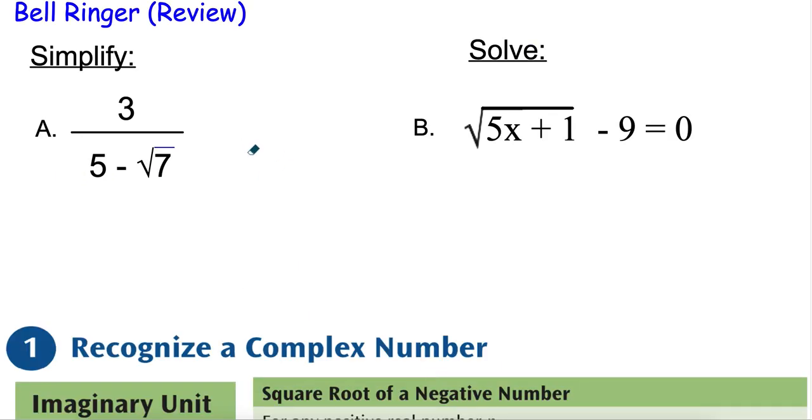So starting out, let's review a little bit. So we have 5 minus square root 7. So we're going to have to rationalize this. Remember, we have to rationalize this with a conjugate. So we have to do 5 plus square root 7 on the bottom and on the top.